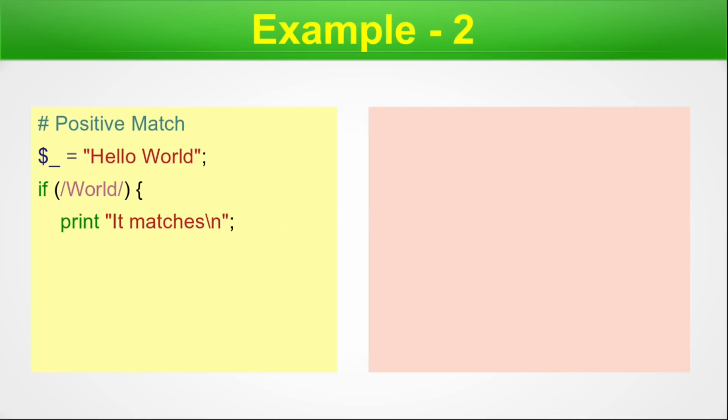So here if we write $_ equal to hello world, it goes to the default variable $_, and if we write if, then within the parenthesis we write only the word world within two slashes. Okay, so it will match with $_ only, and here we use an else block. We know the string we have hard coded here, and we know that it will match, so the if block will be executed here.